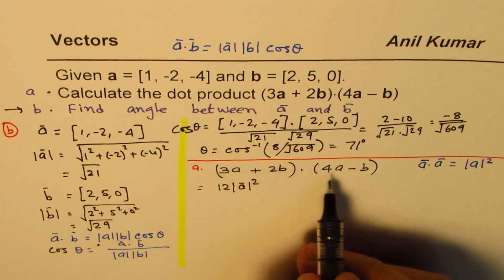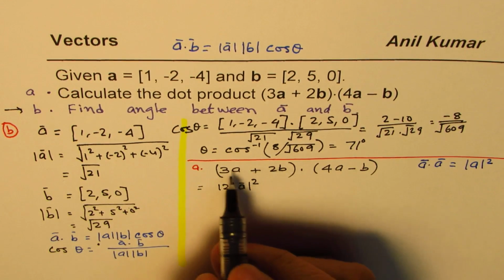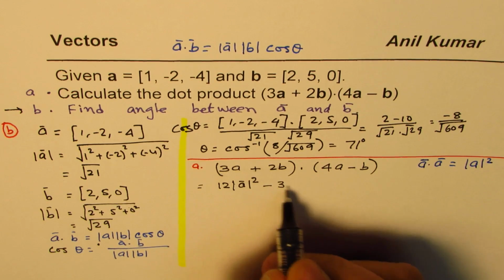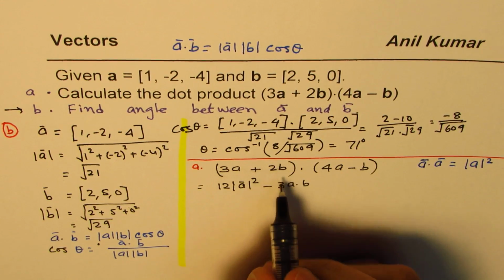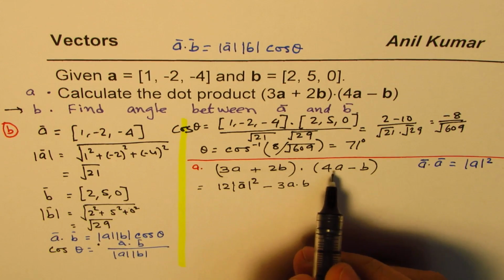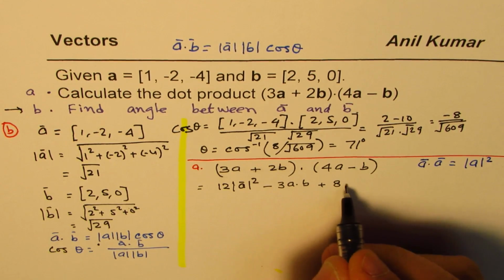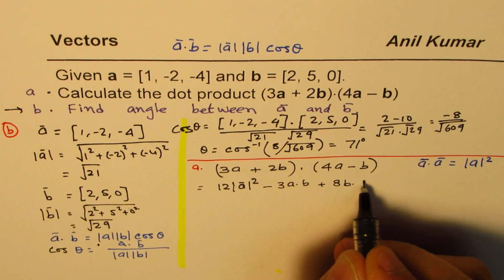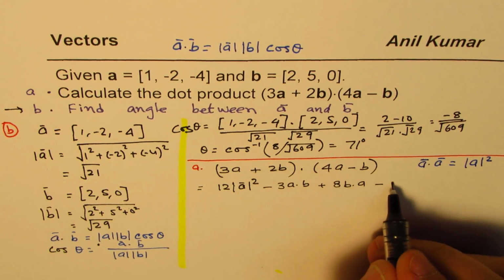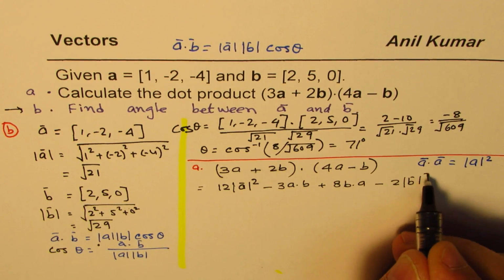So 3a dot 4a becomes 12a square, and then we have minus 3a dot b, and then we have 2b dot 4a, which is plus 8. You could write this as b dot a or a dot b, minus 2 magnitude of b square.